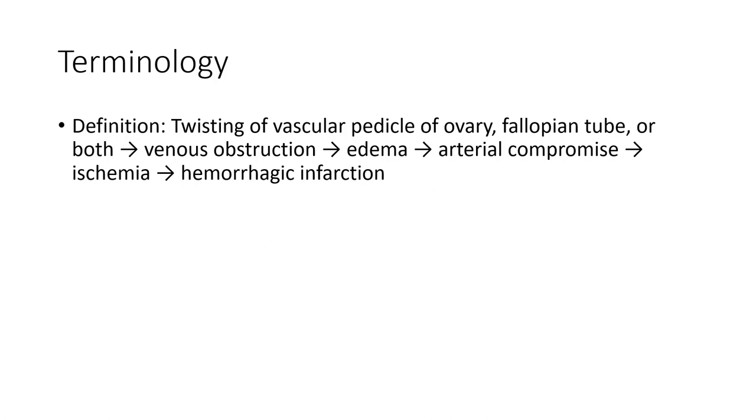Ovarian torsion is a twisting of the vascular pedicle of the ovary, fallopian tube, or both, resulting in venous obstruction, and then edema, and then arterial compromise, and then ischemia, and then hemorrhagic infarction.